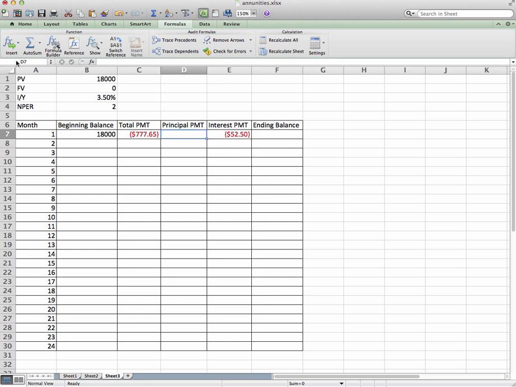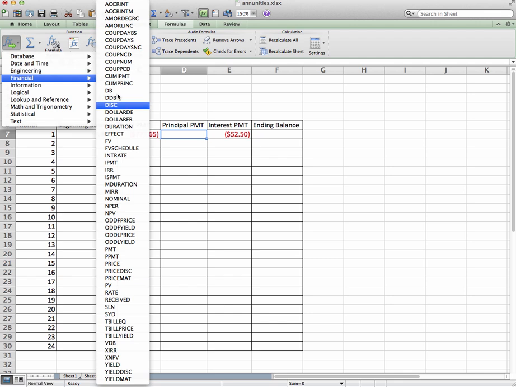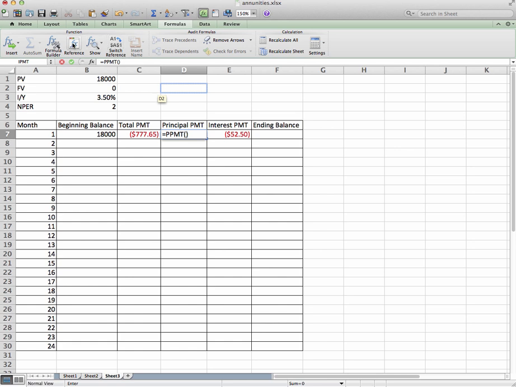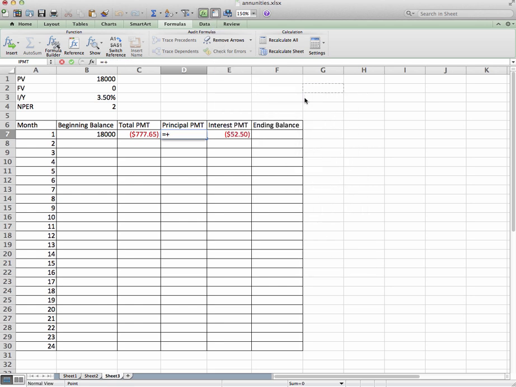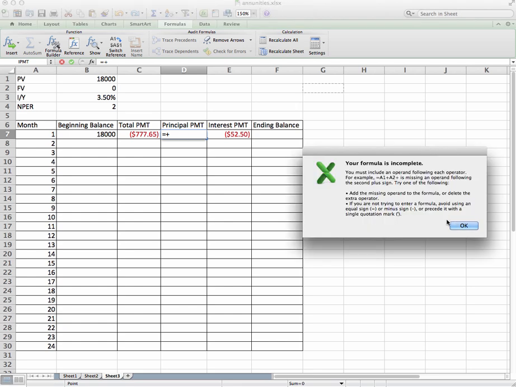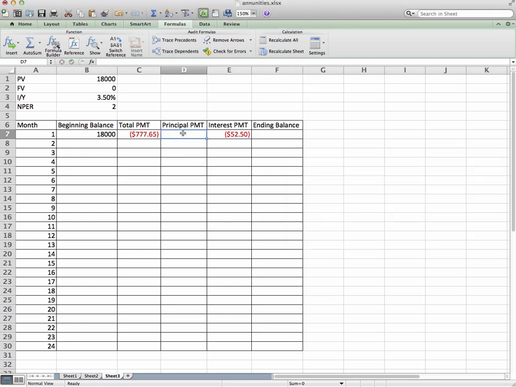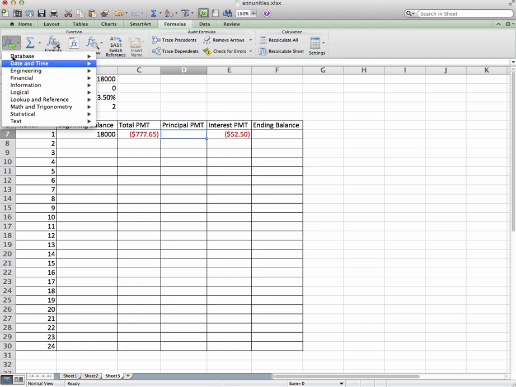My principal payment. Insert, Financial, and then go to PPMT, principal payment. Click there, open the formula builder. Okay, I just messed something up, didn't I? Okay. Let's try it again. Nice. Okay, happens to the best of us and the worst.